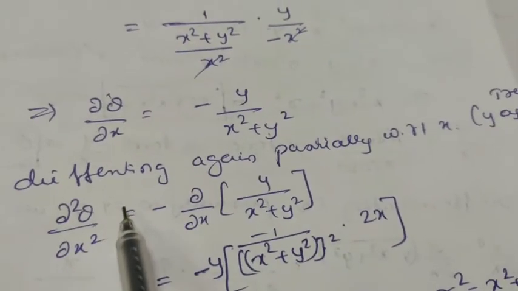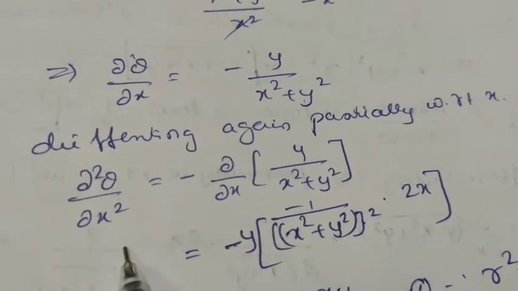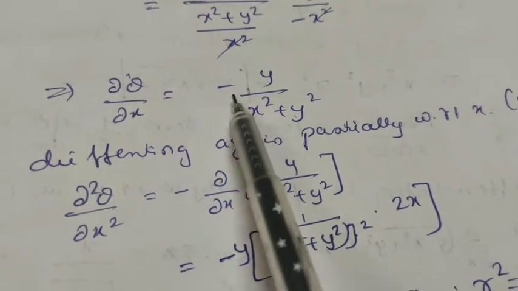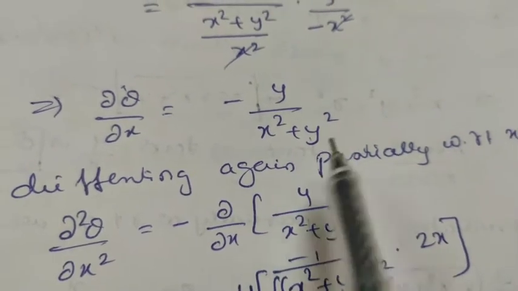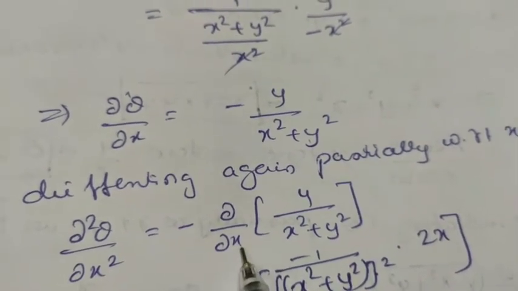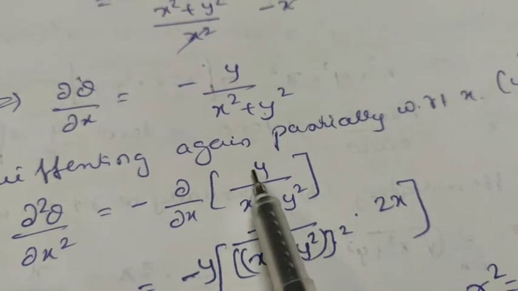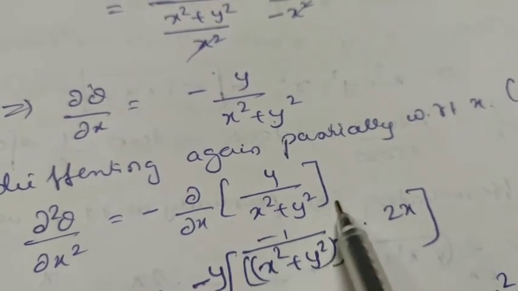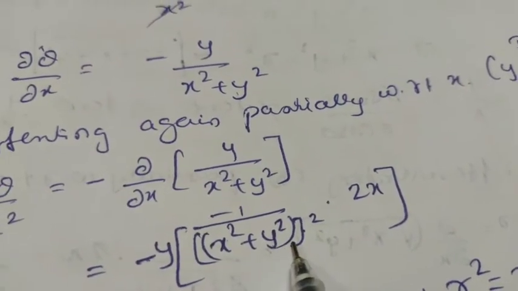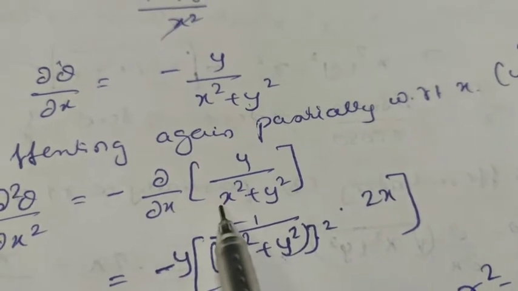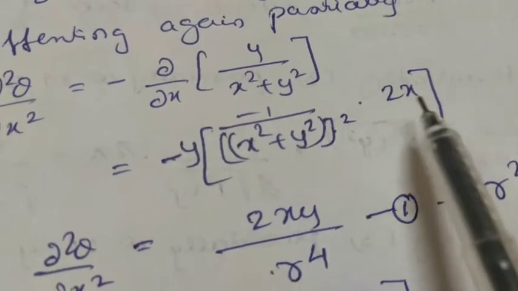Again, let us differentiate this partially with respect to x, treating y as constant. So ∂²θ/∂x² is equal to, here we have a minus sign, keep it as it is, and ∂/∂x of y divided by x square plus y square. Since we are differentiating partially with respect to x, y is constant, so keep this minus y as it is. Again the derivative of 1 by x is minus 1 by x square. Here in place of x we have x square plus y square, so it is whole square, into the derivative of x square plus y square, which is 2x. Again y is constant, so its derivative is 0.